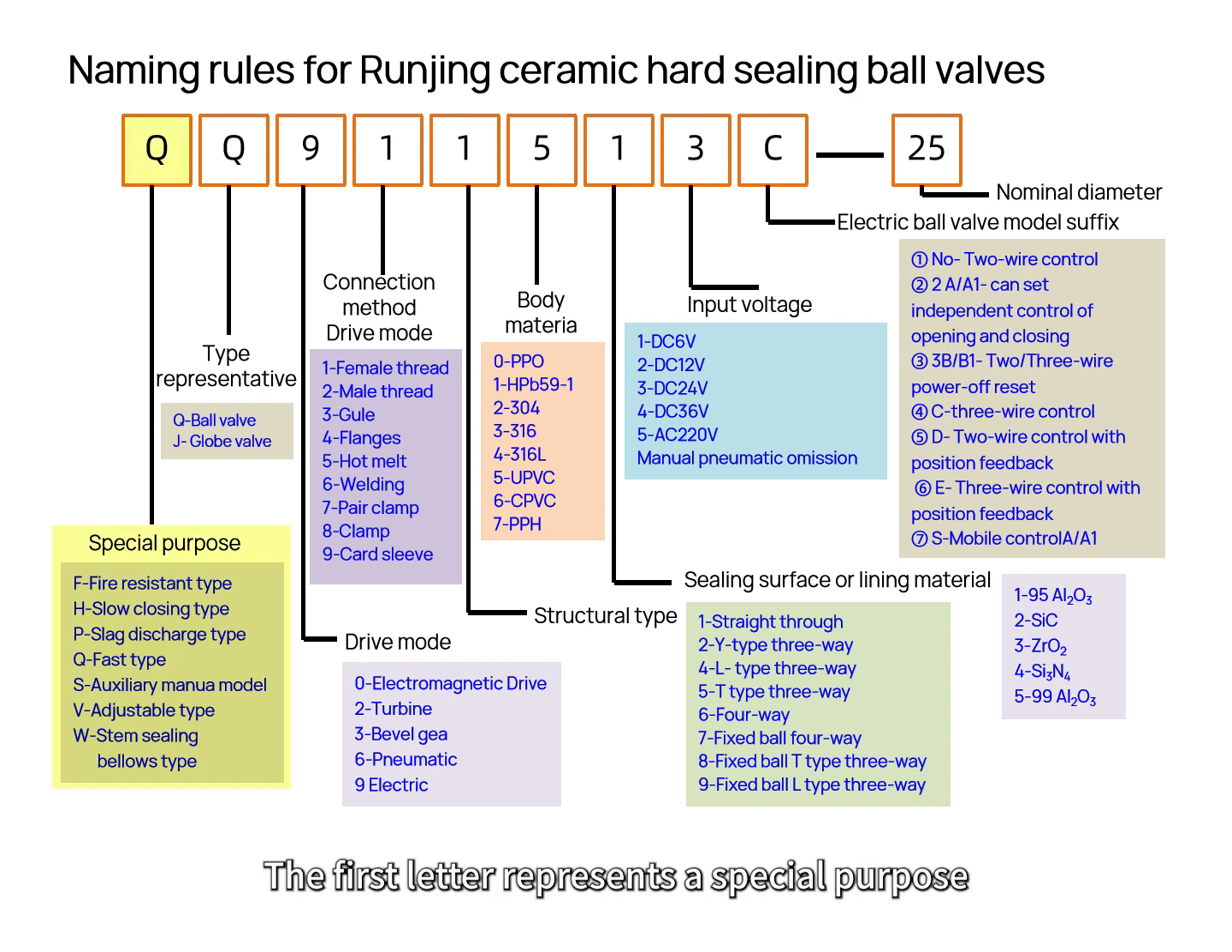The naming rules for Runjing ball valves mainly include valve body material, driving method, structural form, connection method, etc. The first letter represents a special purpose, such as Q for quick type, V for adjustable type, and omitted for regular use. The second letter represents the type, Q for ball valve and J for globe valve.